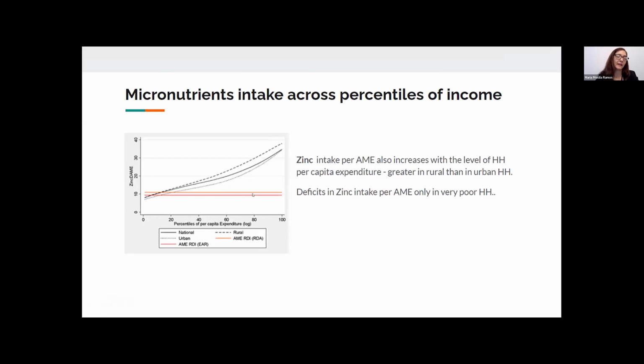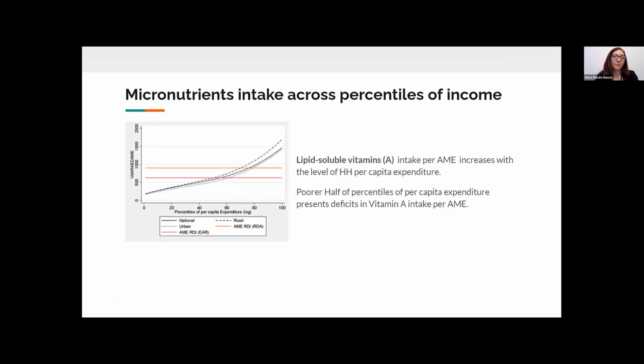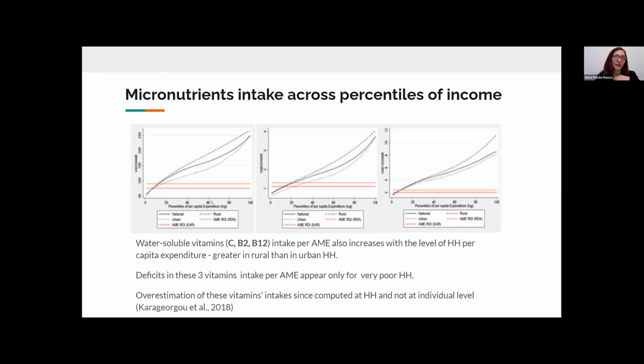The red line is the requirement, the minimum requirement evaluated for a young male adult as reference, in each of the micronutrients. Vitamin A also shows a deficit in poor households, and here we have vitamin C, B2 and B12 that also show a deficit for poor households.